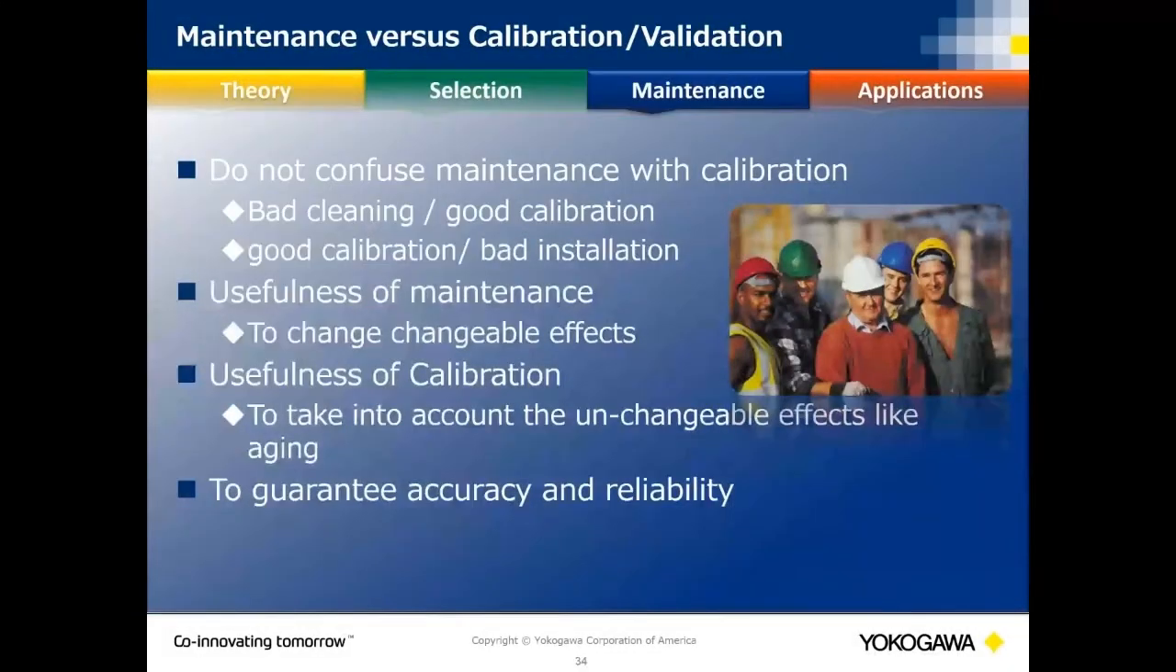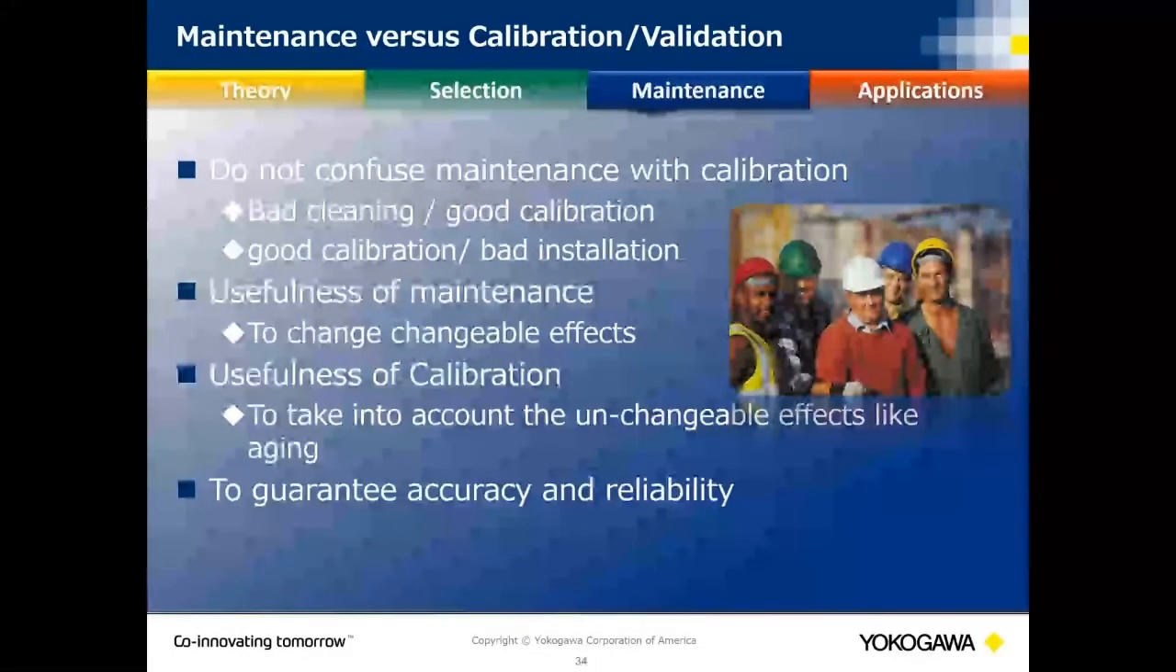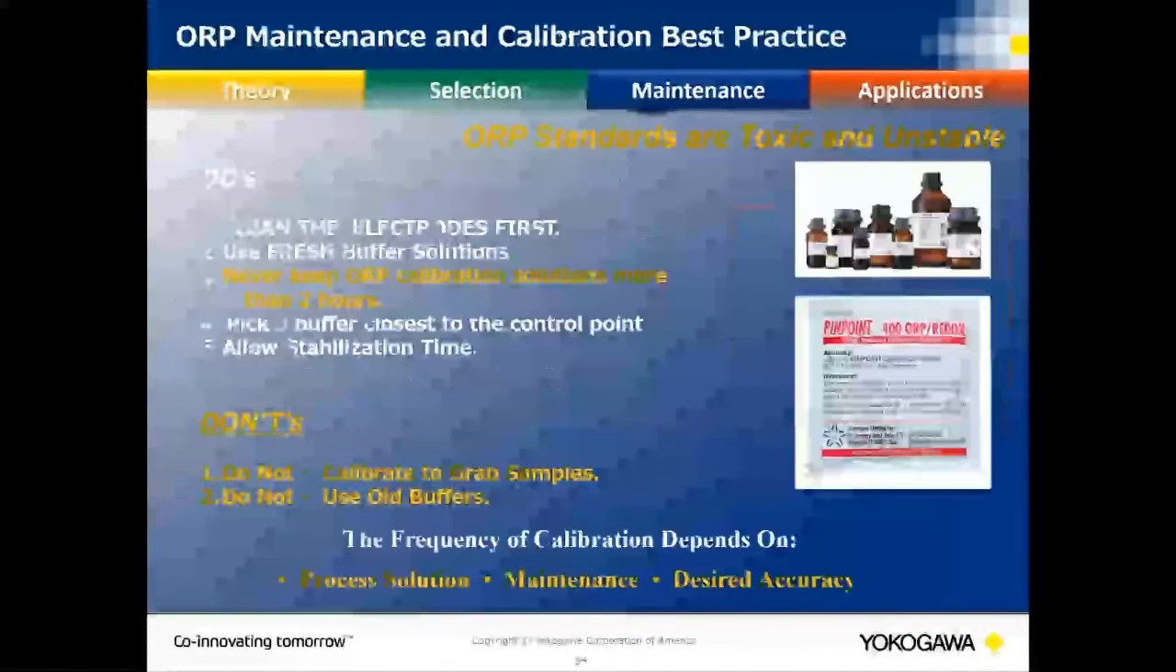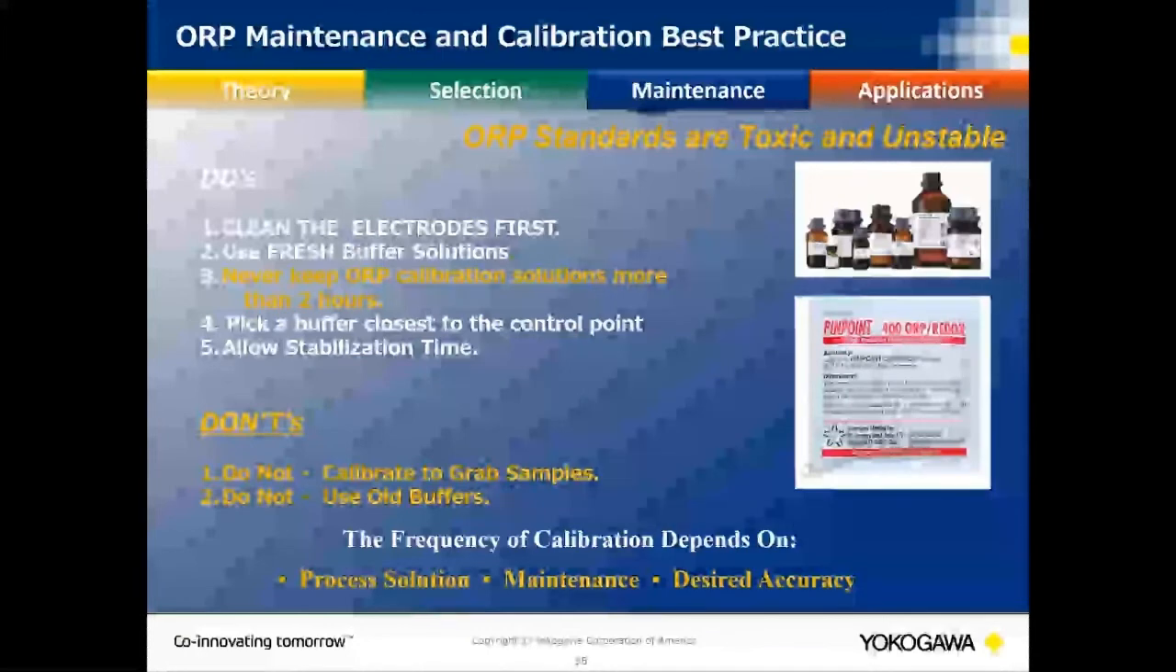This is the fun part, the maintenance and calibration. Remember, again, I can't say it enough, but everybody knows that calibration and validation are different. And if we don't have good cleaning, we're not going to have good calibration. So we just need to make sure that we always start with cleaning them. So here are our known best practices and what we recommend our customers do for their ORP and how to maintain them. We always tell you to clean your electrodes first.